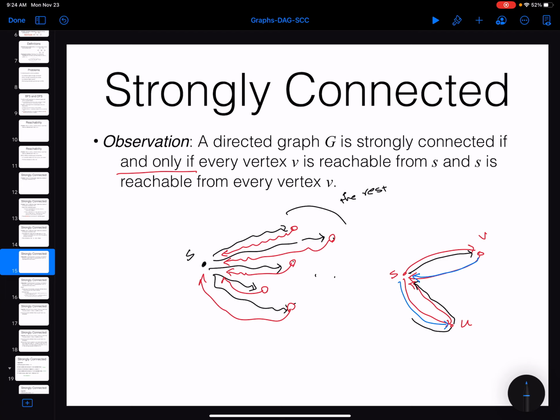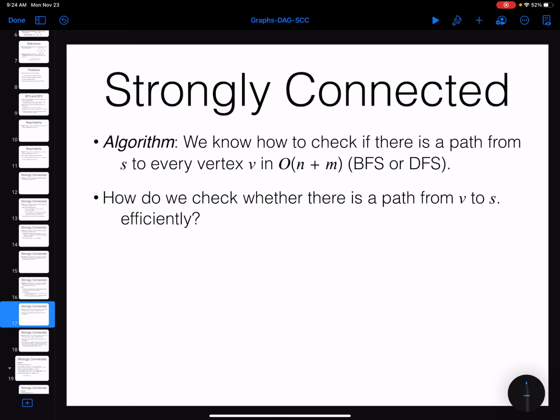But the problem here is, how can I do these two sanity checks? Check that S can reach every other node in the graph, and check that every other node can reach S. The first part is easy to do. If I run the BFS or DFS over S and check that all the nodes are visited, I can say that from S there is a path to every other node. So this part can be done in O of n plus m.